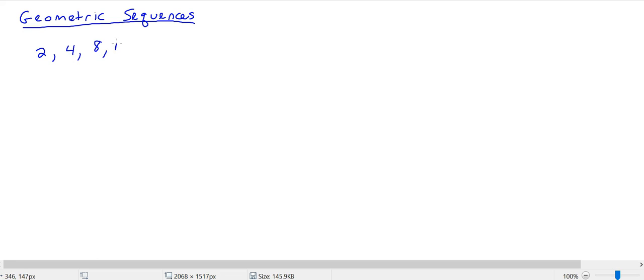In this video, we're going to discuss geometric sequences. A sequence is basically just a list of numbers. Let's say 2, 4, 8, 16, 32, ... A geometric sequence is a list of numbers where each term in the sequence is the term before it multiplied by something. And between each term, we're multiplying by the same thing.